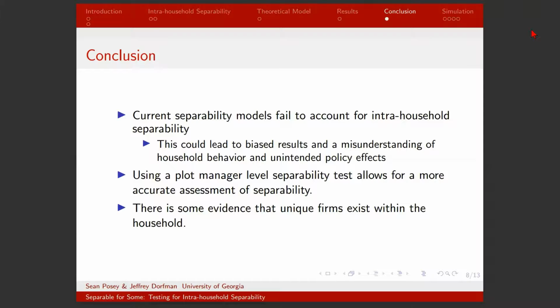Could you provide an example of a policy that was actually implemented that did have unintended effects because of separability issues? That's a great question. I can't think of any off the top of my head, but there would be some.